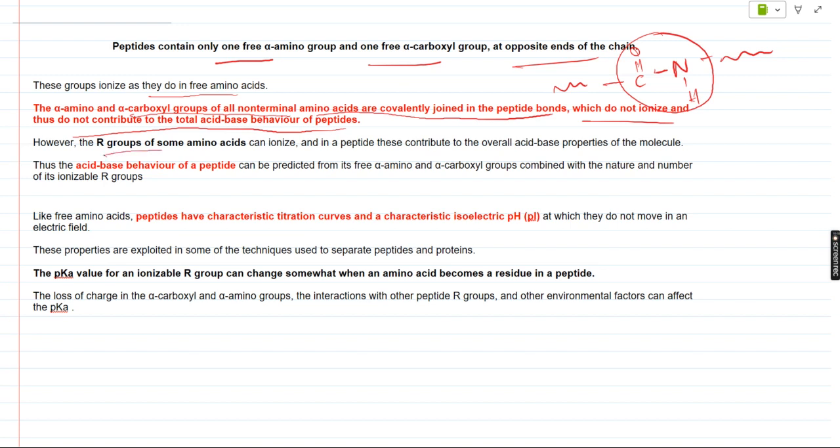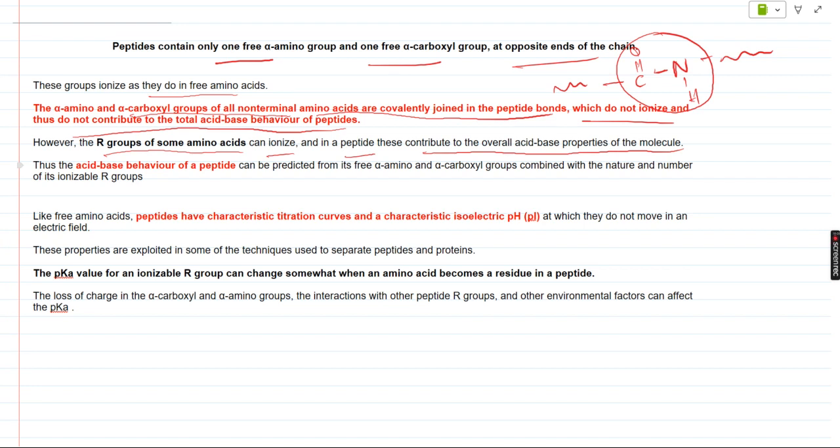However, the R groups of some amino acids can ionize, and in a peptide, these contribute to the overall acid-base behavior of the molecule. So if you have amino acids like aspartate or glutamate or histidine or lysine or arginine, these amino acids have polar charged R groups.